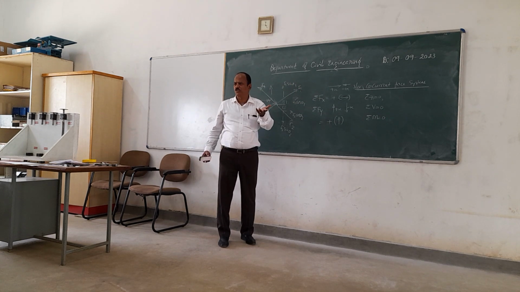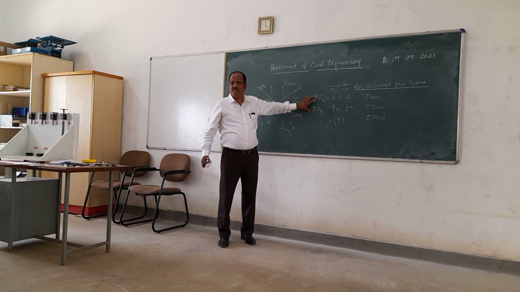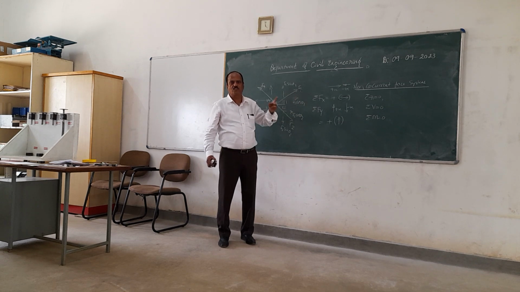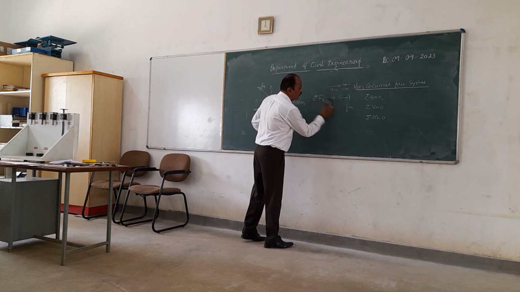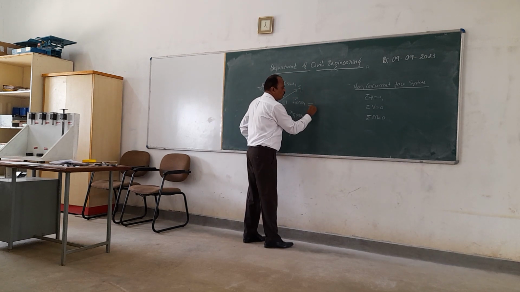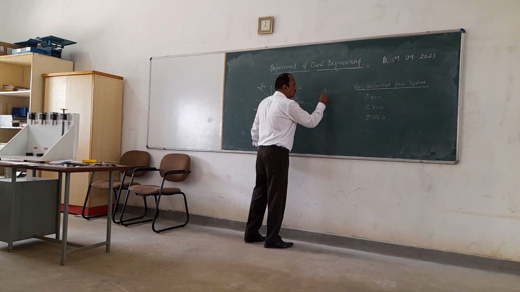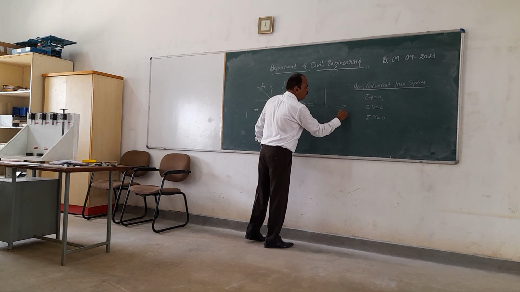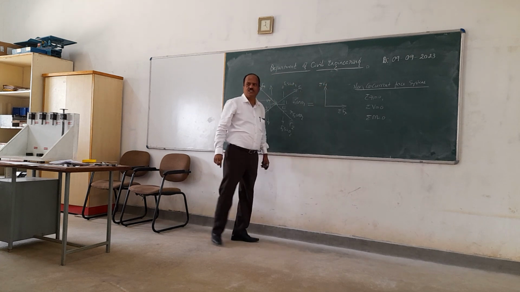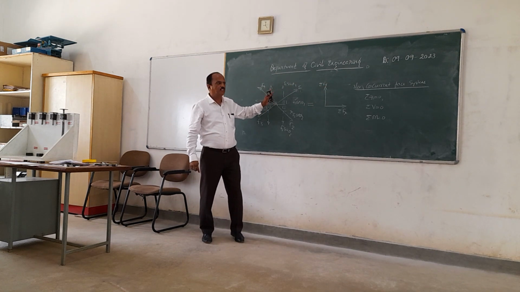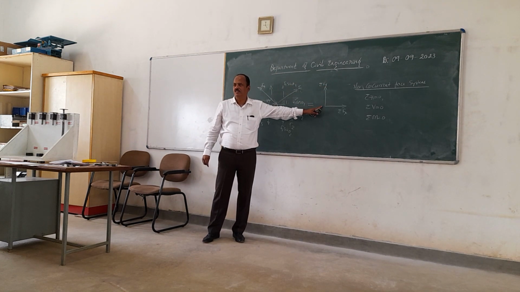We have a number of forces, which is a concurrent system. Finally, it has been reduced to two forces, sigma f of x and sigma f of y. Now, this is equivalent to the two forces. Sigma f of x is positive and sigma f of y is also positive. The number of forces has been reduced to two forces.